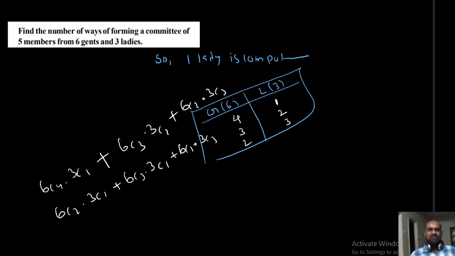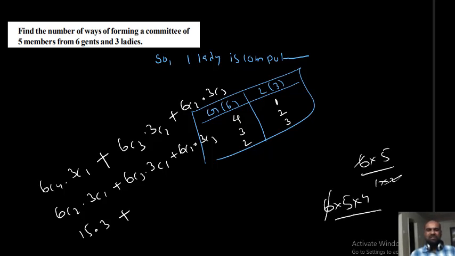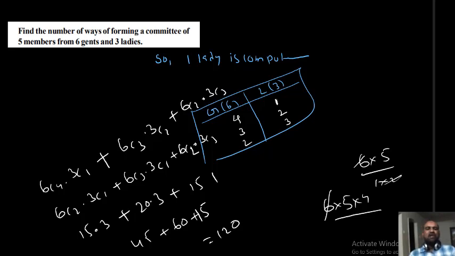So I want to find the values. 6C2 means 6 by 5 into 1 into 2, that is 15, into 3. Plus 6C3, 6 into 5 into 4 by 3 factorial, that is 20 into 3. Plus 6C2 into 3C3, that is 15 into 1. So 45 plus 60 plus 15 is 120. There are 120 committees you can make so that 1 lady is compulsory.